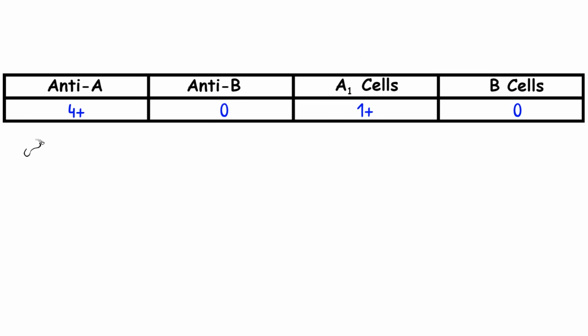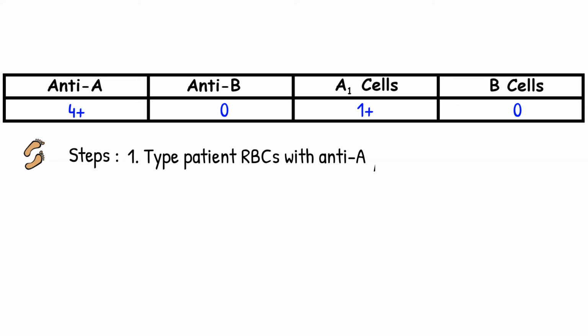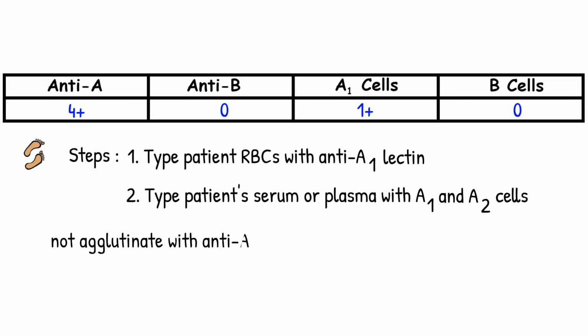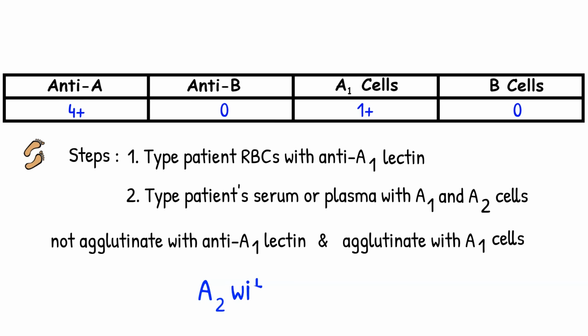Here are some steps to solve the problem. First, type the patient with anti-A1 lectin. Second, use the patient's serum or plasma and type with A1 and A2 cells. Once you do that, if the results come up as no agglutination with anti-A1 lectin and agglutination with A1 cells, your patient's blood type is A2 with anti-A1 antibody.